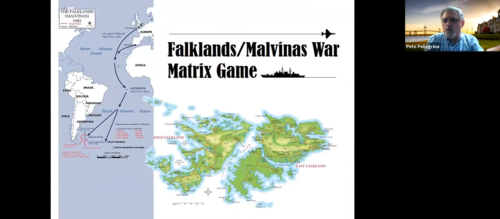So I'm now going to go through a Matrix game that we play as part of the game course when we're trying to introduce Matrix gaming. This is the Falklands Malvinas game that is in that first book, the introduction, Matrix Gaming for Modern Wargaming. And this is one of the games in there. So it's clearly going to be about the Falklands, all right?